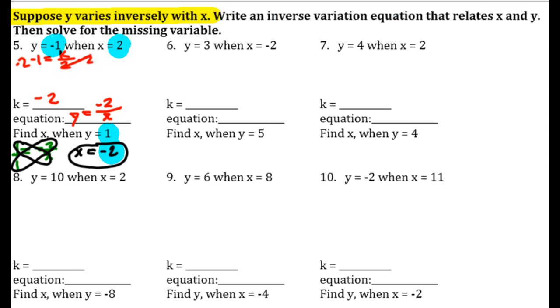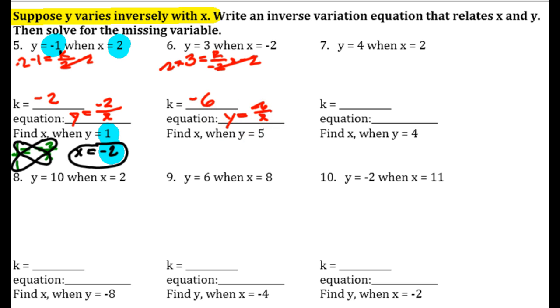So, number 6 says y equals 3 when x is negative 2. So I'm going to plug it into the inverse variation formula. Y is 3 equals k, I don't know, over x is negative 2. Solving for k, the opposite of dividing by negative 2 is multiplying by negative 2, and I'm going to do that on both sides. K is by itself. Negative 2 times 3 is negative 6. That's our new k. So let's make the real equation now. Y equals negative 6 over x.